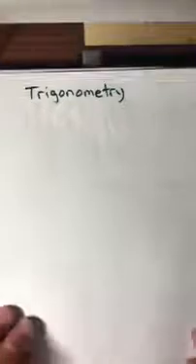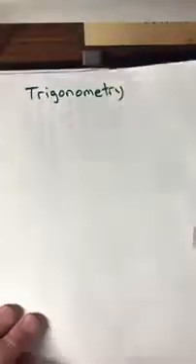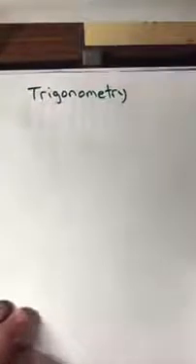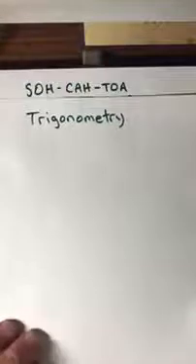Trigonometry is a branch of mathematics that studies the relationships involving lengths and angles of triangles. There's an acronym that I want you to get familiar with and memorize. It's called SOH CAH TOA.